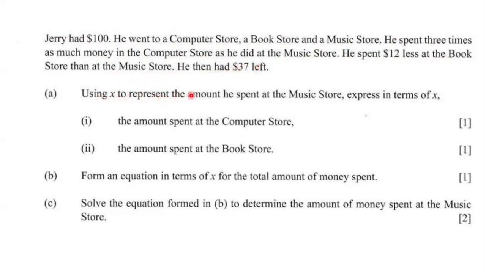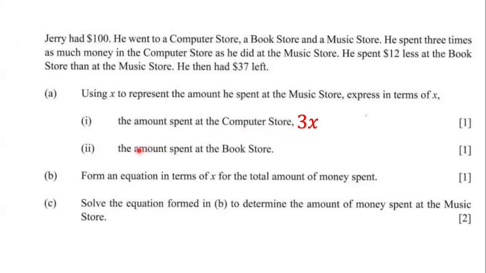Using X to represent the amount he spent at the music store, express in terms of X the amount spent at the computer store. Now they're saying that X is the amount he spent at the music store. But what is the amount that he spent at the computer store? It says he spent 3 times as much money in the computer store as he did in the music store. So that's going to be 3 times X, or 3X.